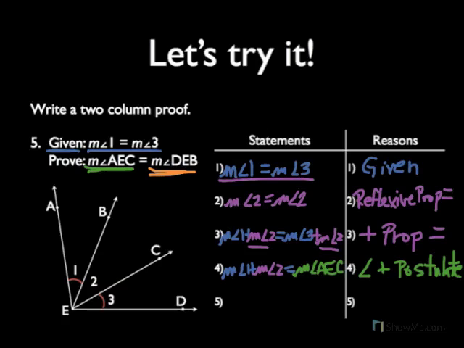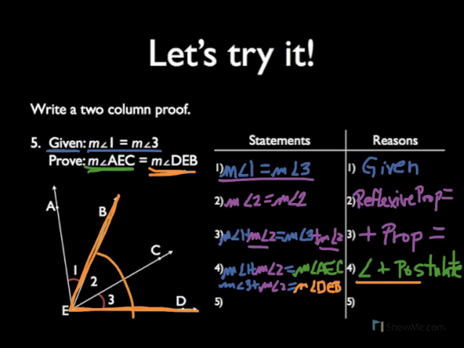But along with that, still here on step 4, what is the measure of angle 3 plus the measure of angle 2? Well, if we take those 2 angles, the measure of angle 3 plus the measure of angle 2 gives us this other angle that we're looking for, right? That gives us the measure of angle DEB. And once again, that's the angle addition postulate. That's why we can put them both in the same step, because it's the same reason.